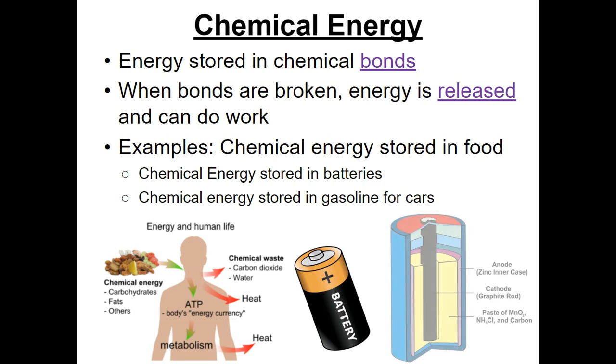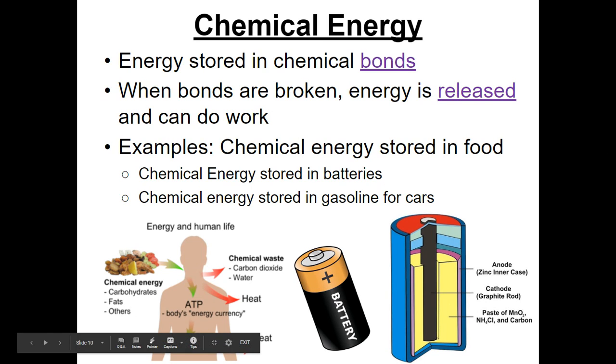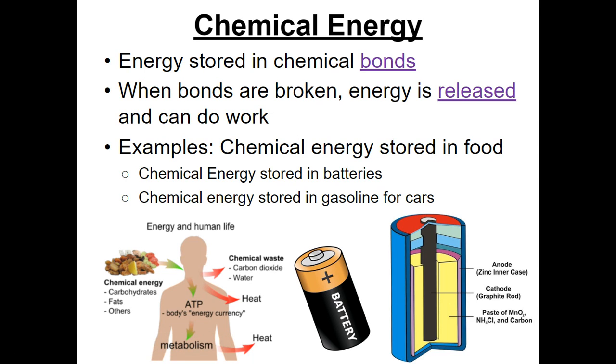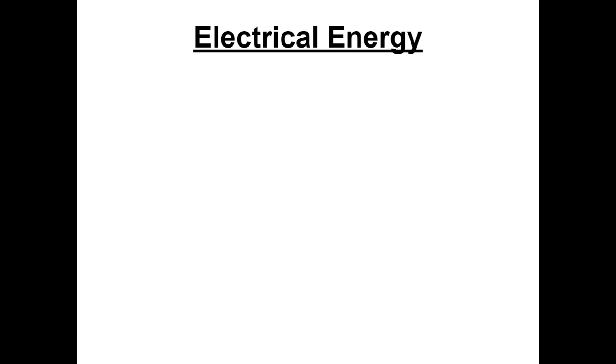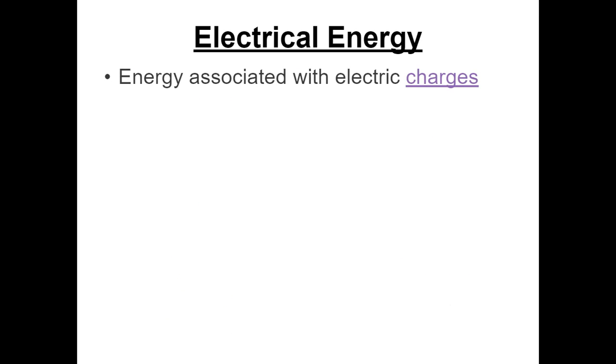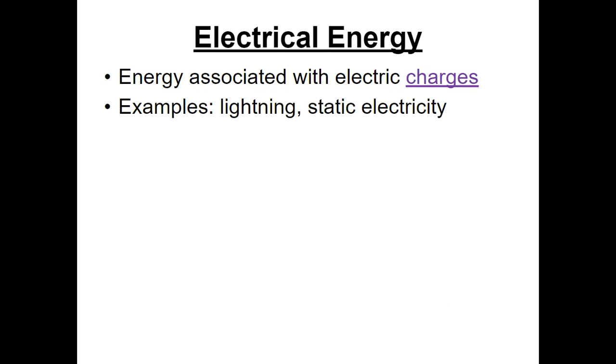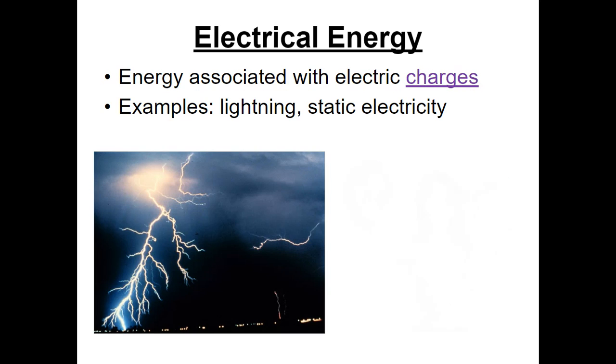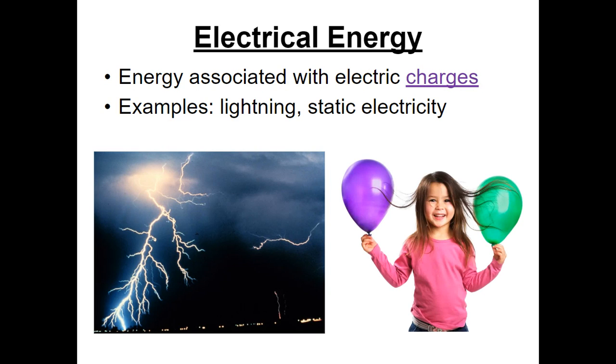Then we have batteries too. Inside of batteries, we have different chemicals, and the combination of these chemicals allows us to produce an electrical charge as we convert chemical energy into electrical energy. Here we go, electrical energy. Electrical energy is energy associated with electric charges. Examples include lightning and static electricity.